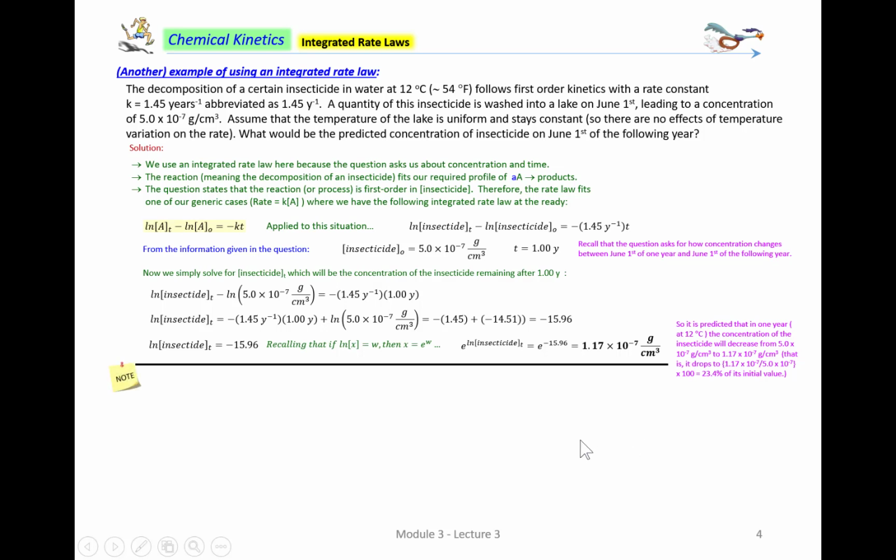Well, let's make some notes here. This is an example of a question where rate, which is still a change in concentration per unit time, is expressed in units other than molar per second. Here, rate is expressed in grams per cubic centimeter per year. Therefore, the rate constant has units of years to the minus 1. This is still concentration per unit time.